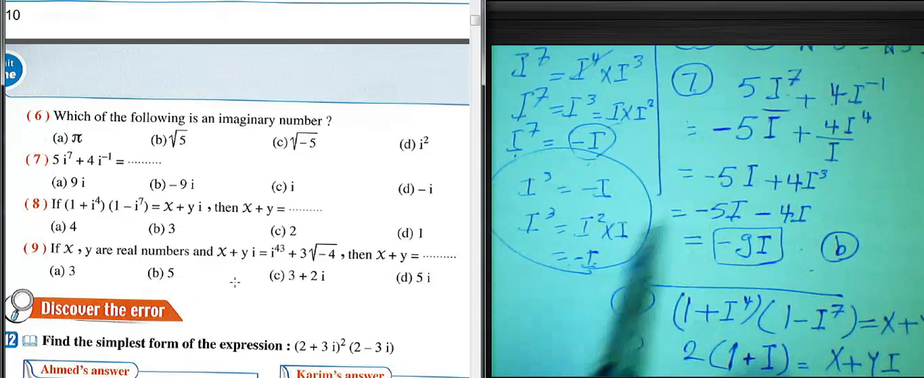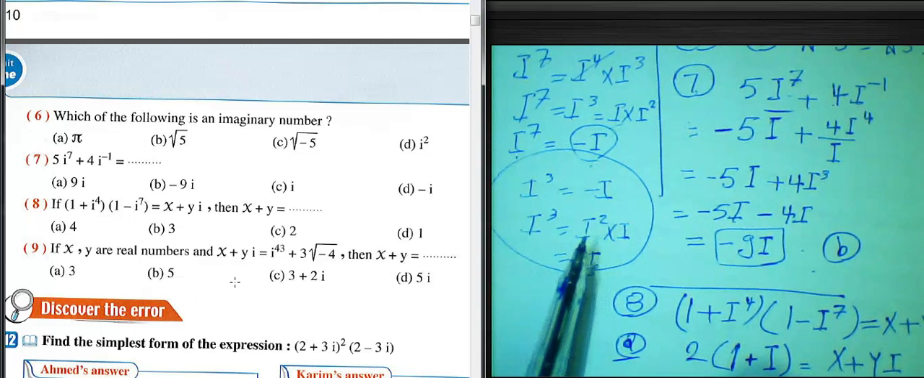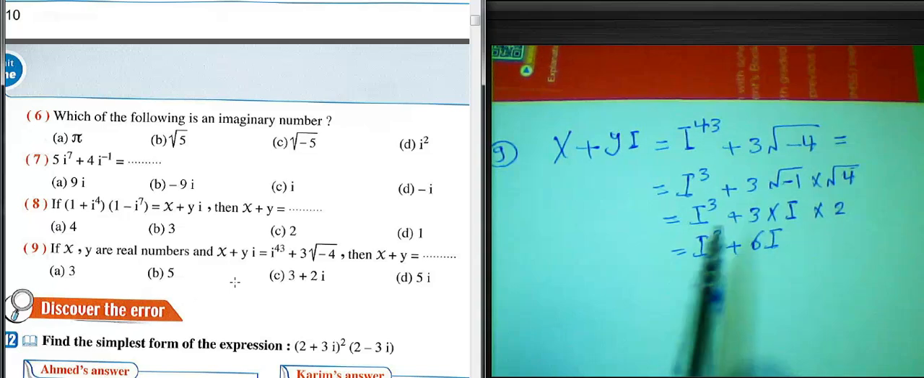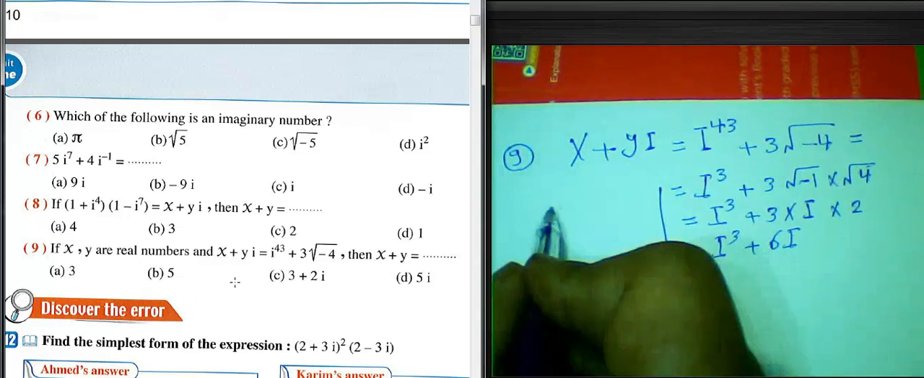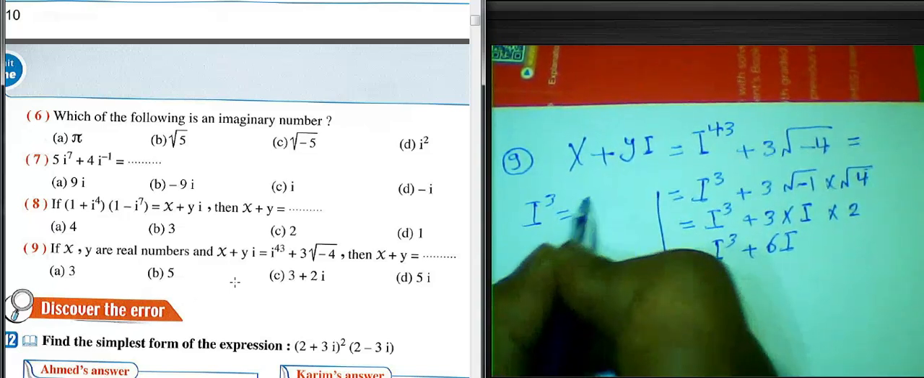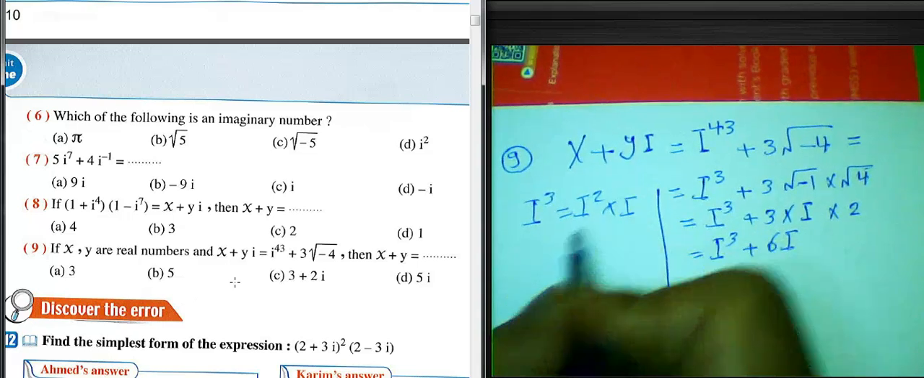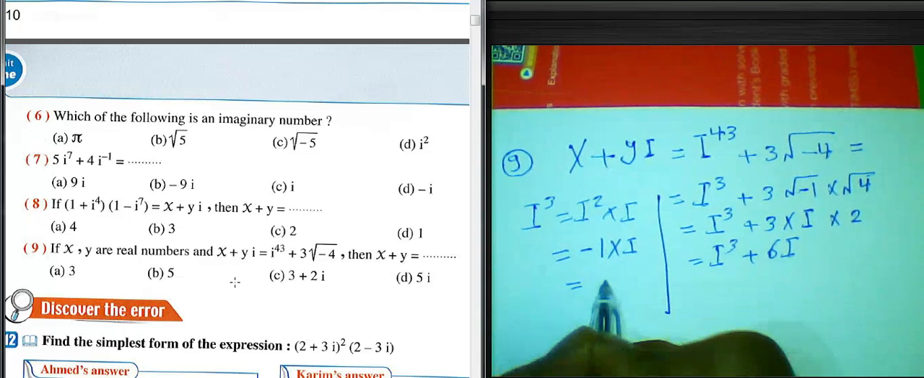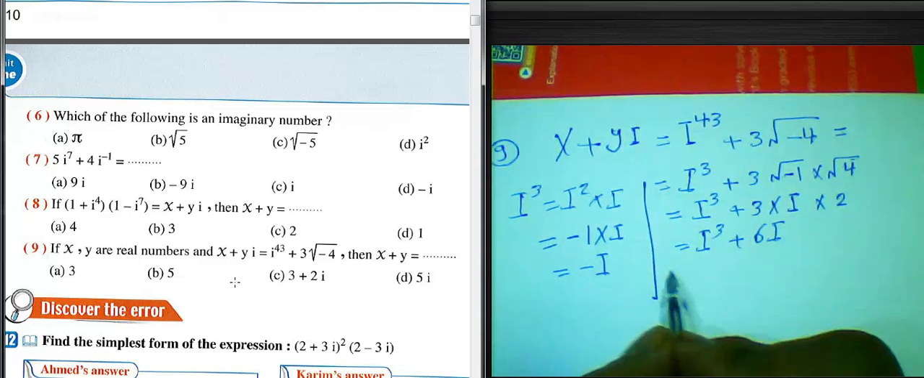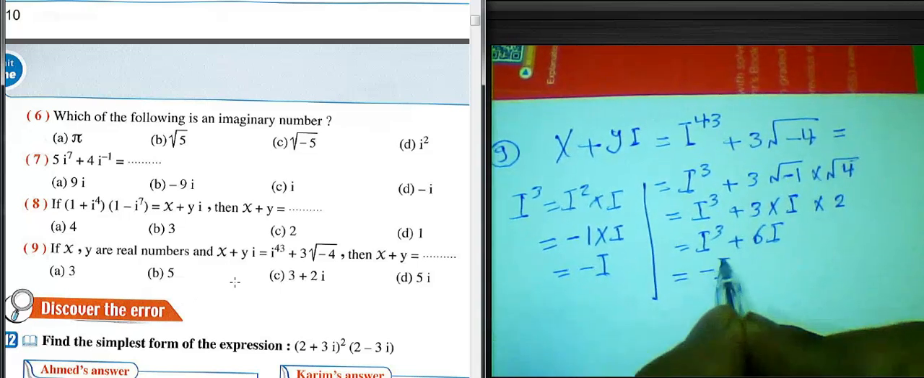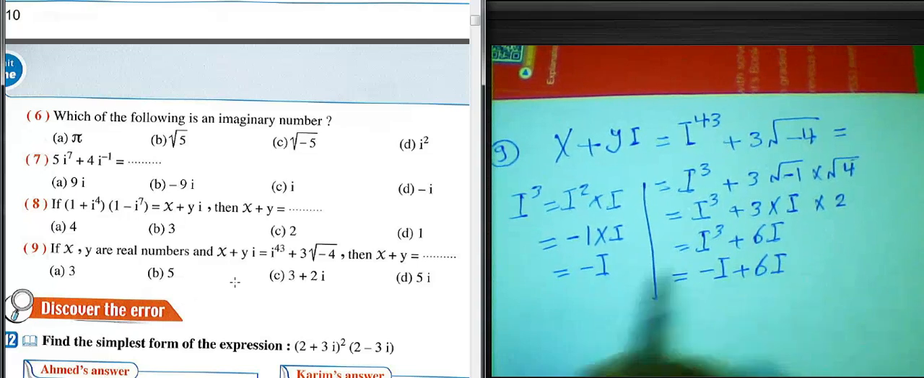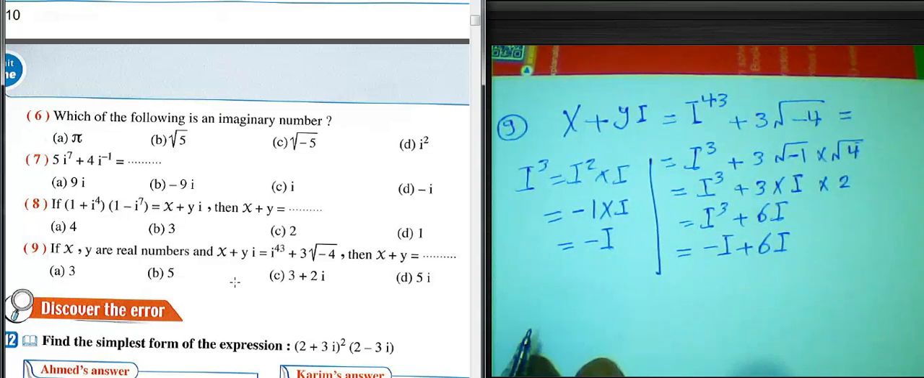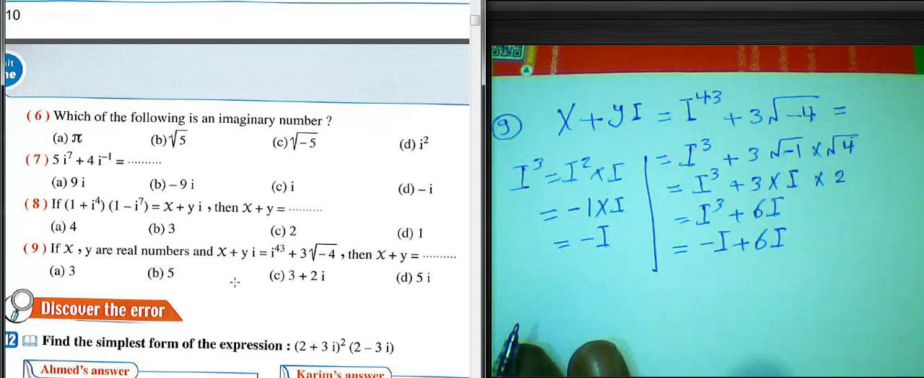In question 7, we solved it here. Okay, I will solve it again. Look with me: i^3 equals i^2 multiplied by i. i^2 equals negative 1, and negative 1 multiplied by i equals negative i. So the result will be negative i plus 6i. This is the result. It's easy for you.